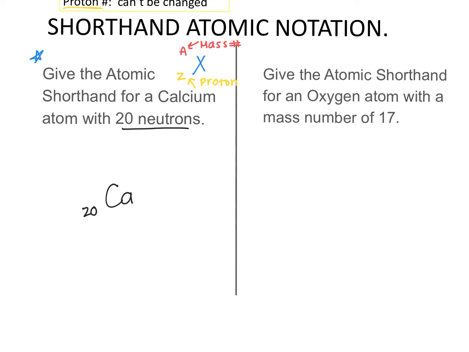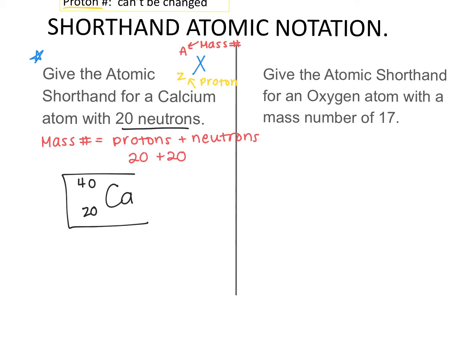So to calculate my mass, I'm going to add my protons plus my neutrons. Meaning I do 20 plus 20, and I get an answer of 40. This is all I have to do for my atomic shorthand.